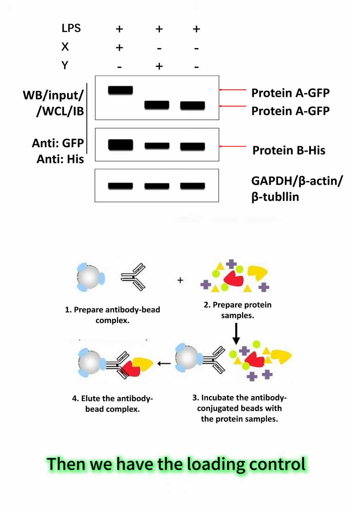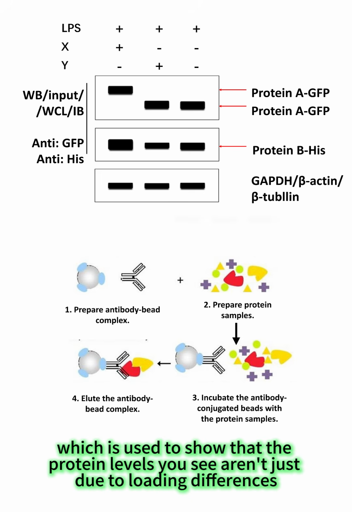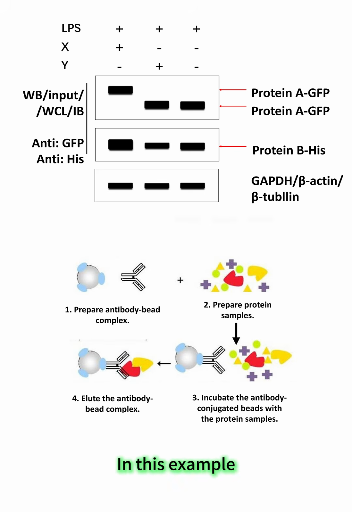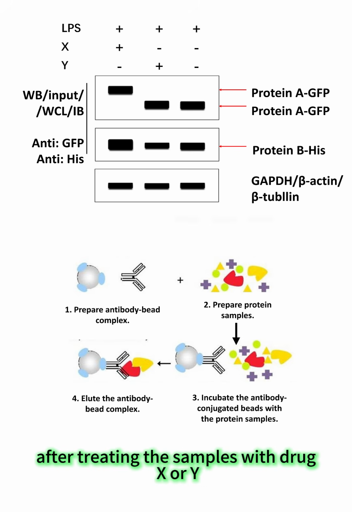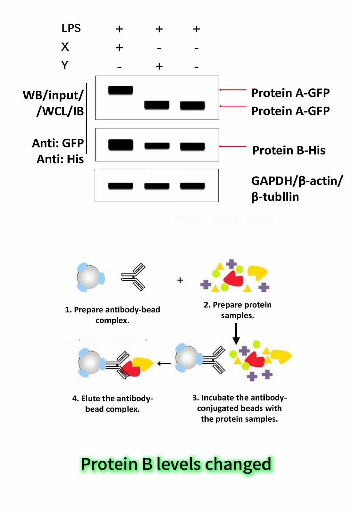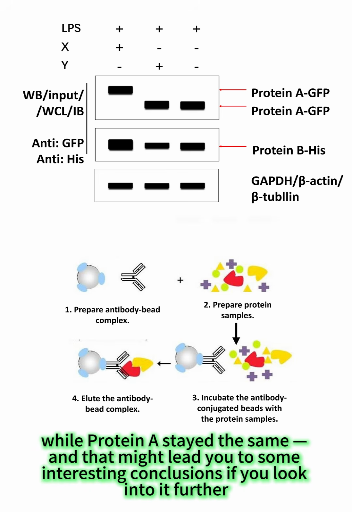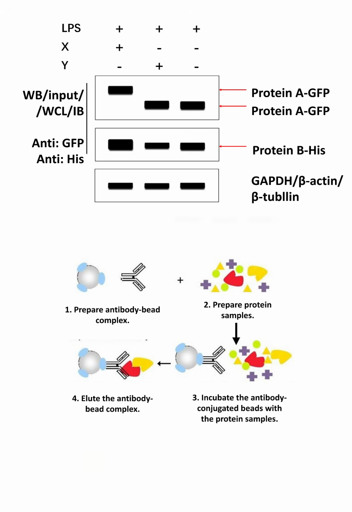Then we have the loading control, which is used to show that the protein levels you see aren't just due to loading differences. In this example, after treating the samples with drug X or Y, protein B levels changed, while protein A stayed the same, and that might lead you to some interesting conclusions if you look into it further.